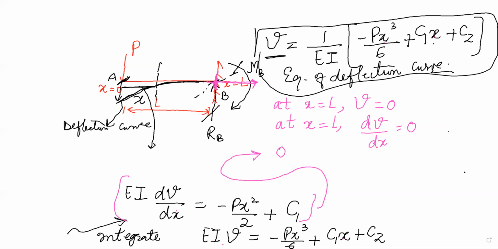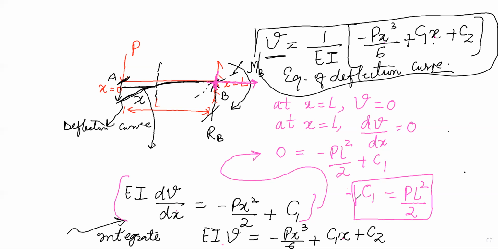Therefore, the left hand side becomes 0 is equal to minus, at x is equal to L, that is PL² by 2, plus C1. Therefore, C1 becomes equal to PL² divided by 2. This is the value of my C1. Fine. Now, what about C2? How do we obtain C2?